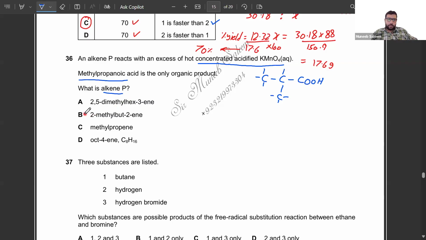So I'm going to start from option B first. Option B says 2-methylbutene. Let's draw the structure first. The methyl group should come on carbon number 2 like this, and butene means the double bond is also present at carbon number 2. Now if KMnO4 reacts with this compound, it should cleave the compound from this point, and as a result we should have 2 products formed. We should have a ketone.